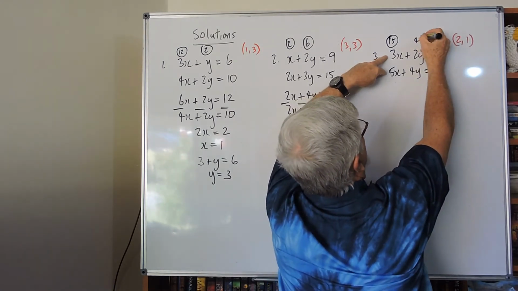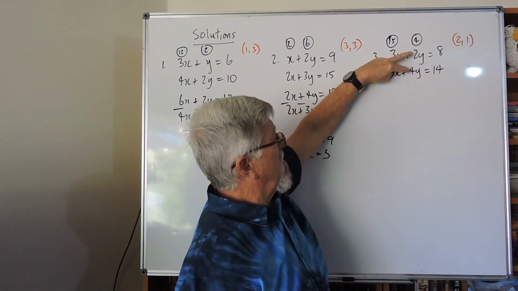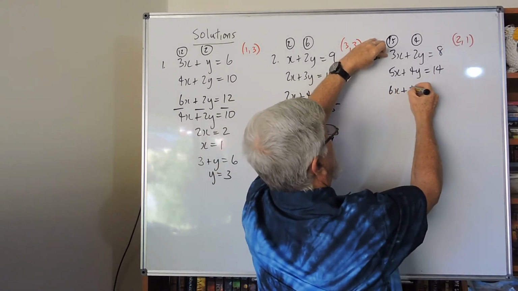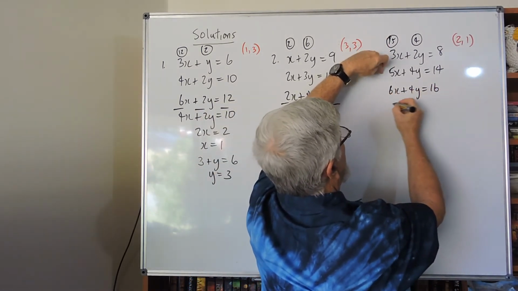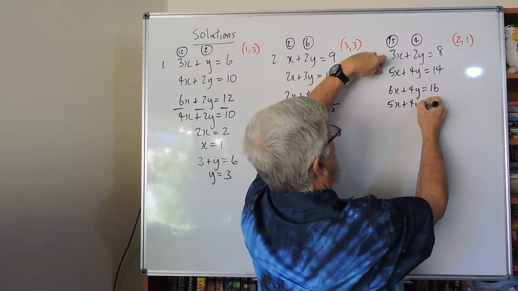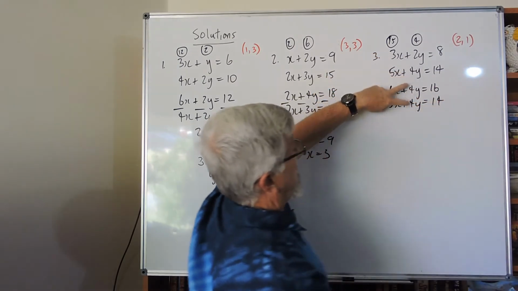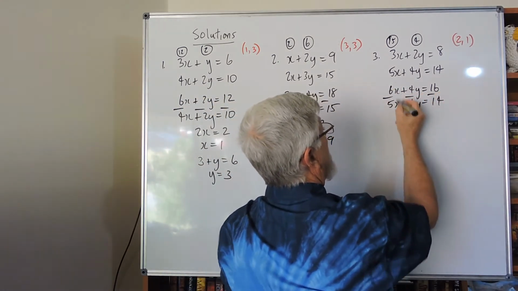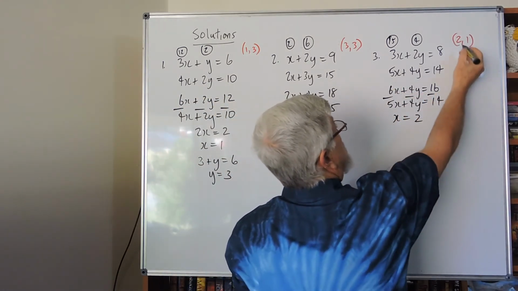The lowest common multiple is 4. So I'll make those two the same. I've got to double the top, so that's 6x plus 4y equals 16. 5x plus 4y equals 14. Now they're the same sign, so I subtract again. And I'm left with x equals 2, which is correct.